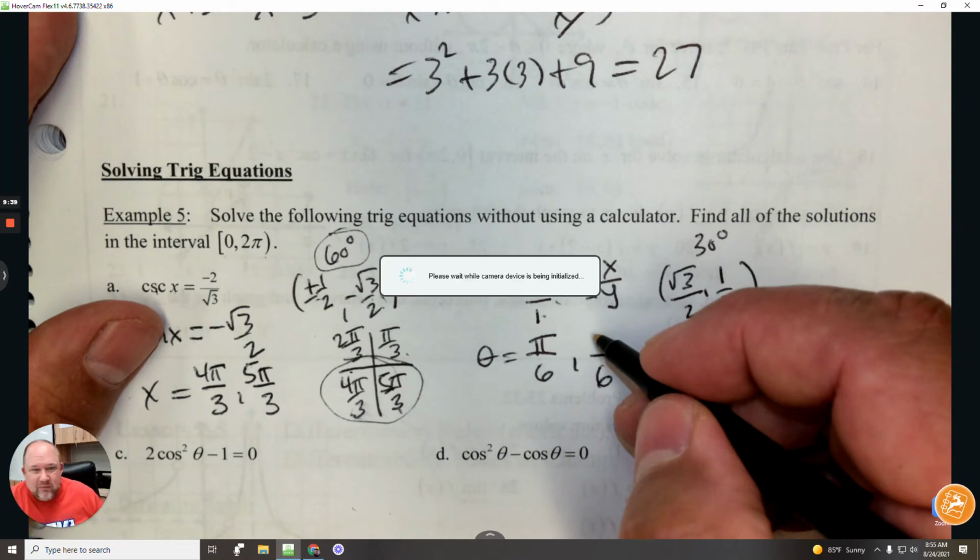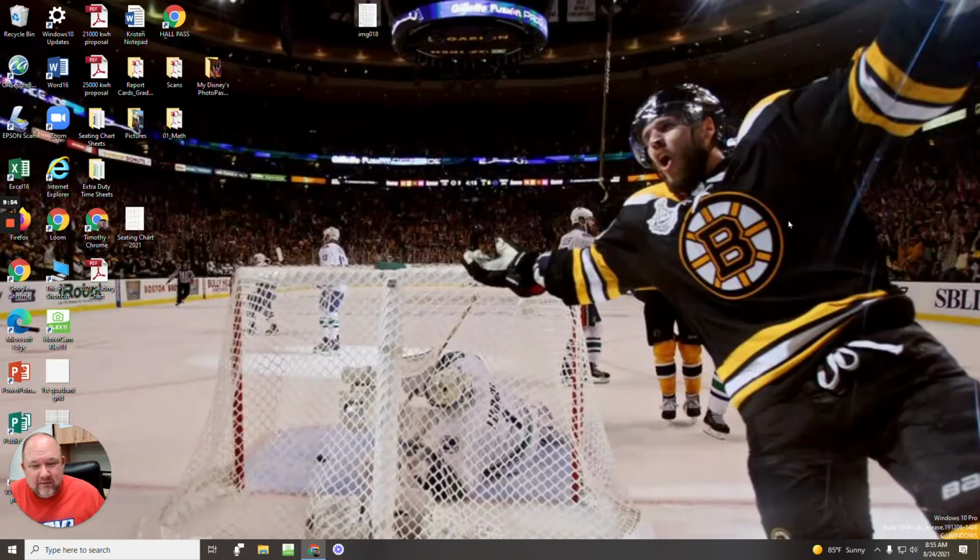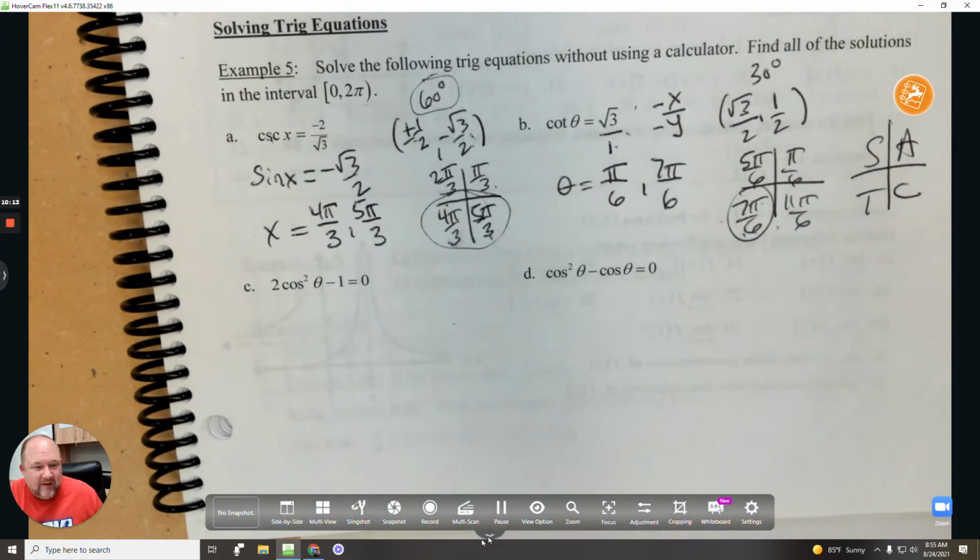Uh-oh, my camera froze. Is it going to come back on me? That's okay. I might have to unplug it. Anyway, another way to find it is by writing down all students take calculus. Let's see if it's going to be unfrozen. I'll unfreeze it. Sometimes technology does this. Let's see if I can get this working again. All right, there we are.